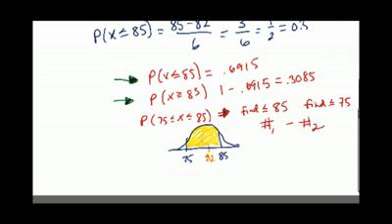Okay, so let's do it. We actually got the first number already. That's going to be 0.6915. So all we really need to do is the second number. So the second number is going to be 75. So the probability of x being less than or equal to 75 is going to equal 75 minus 82 over 6, which gives me a negative 7 over 6.